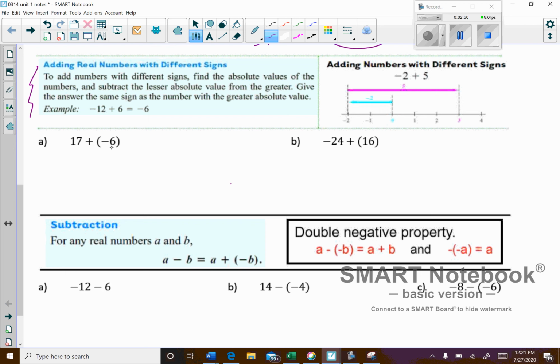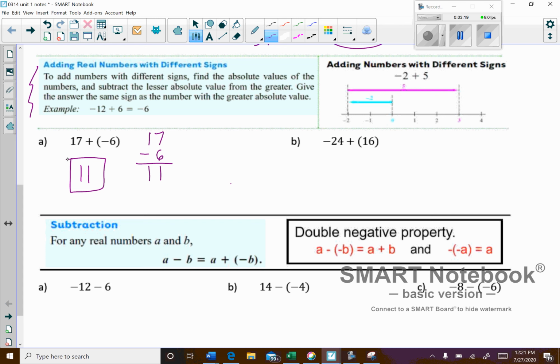So 17 plus -6. Basically, what we want to do is subtract the smaller from the larger number. So I'm going to take 17 and subtract 6 from it, and that will give me 11. Like I said, it's kind of like a battle. The one with the larger number, we keep that sign. So since 17 is larger than 6, we're going to keep this as a positive 11. So that's our answer right here.